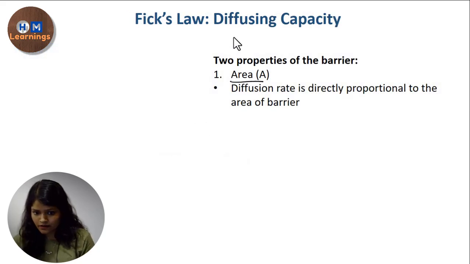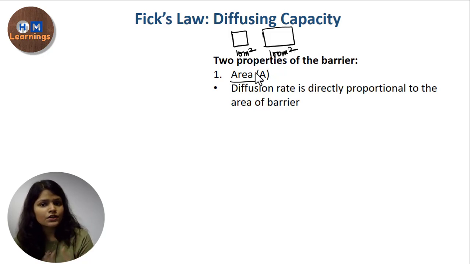One property is the area. If you have a barrier with an area of 110 meters square and another barrier with 100 meters square, definitely, because more area is available for the same time for the gas to diffuse across that barrier, there will be more diffusion. The diffusion rate will be more for the barrier which has the higher area.